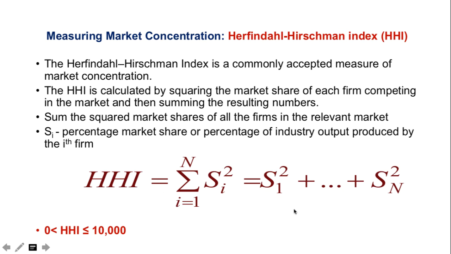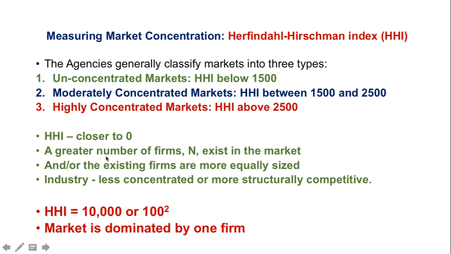Instead of just summing the percentage of the shares of the four largest firms, we are squaring them. So it's a sum of the squared market share of all the firms in the relevant market, and then we look at the percentage of the market share or percentage of the industry output produced. So HHI can come up between 0 and 10,000. If it's closer to 0, it's a perfectly competitive market, and if it's closer to 10,000, it means that there is market power in the industry.